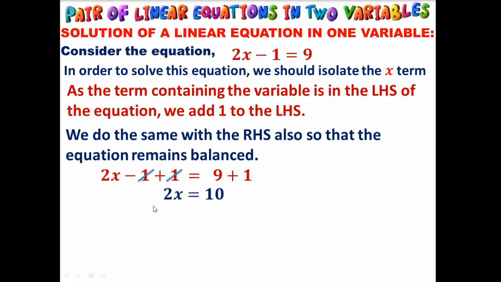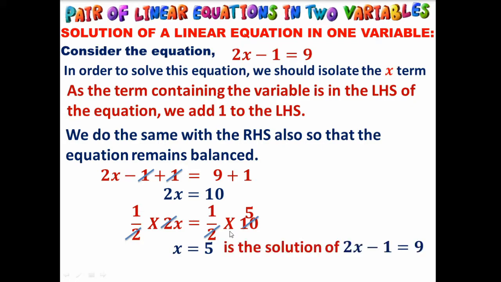Now in order to remove this 2, I am going to multiply the left hand side by 1 by 2. If I do this, then I should do it to the right hand side also so that the equality is not disturbed. Now I can cancel on both sides so that I get x equals 5, and this is the solution of 2x minus 1 equals 9. So in order to get the solution of a linear equation in one variable, you isolate the x term. That will give you the solution. In order to isolate it, you perform operations on the left hand side as well as the right hand side. That is, you perform the same operations on both sides of the equation.